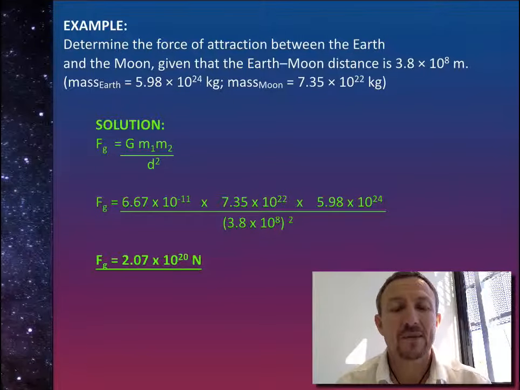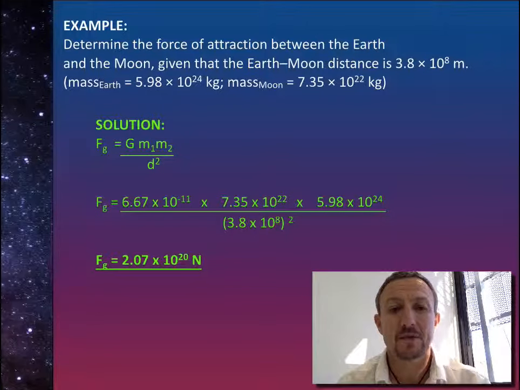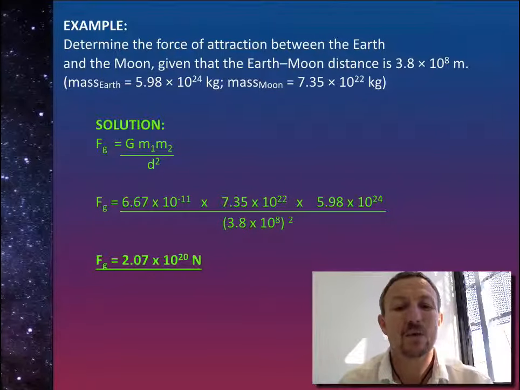I've got my gravitational constant, 6.67 times 10 to the negative 11, and I multiply it by the two masses, 7.35 times 10 to the 22, which is the mass of the Moon, times 5.98 times 10 to the 24, which is the mass of the Earth. I then divide by the distance between them, 3.8 times 10 to the 8, and I must square that value. As a result, the force of gravity generated is 2 times 10 to the 20 newtons.